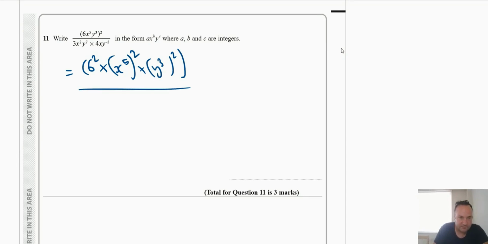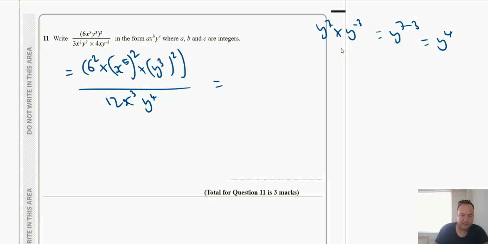Next, what we need to do, we need to use the laws of the indices now. We can see we've got 3 times 4, which is 12. x squared times x, which is x cubed. y to the 7 times y to the minus 3. And what we can see here is that we need to take these powers and actually add them up. So adding minus 3 is the same as subtracting 3. So that means that we've got 12x cubed y to the 4.